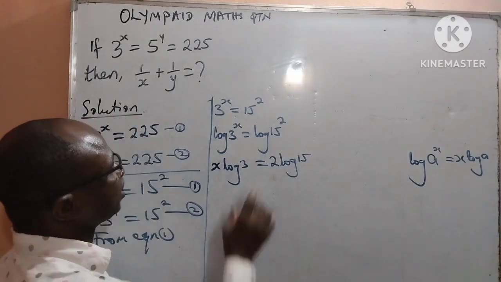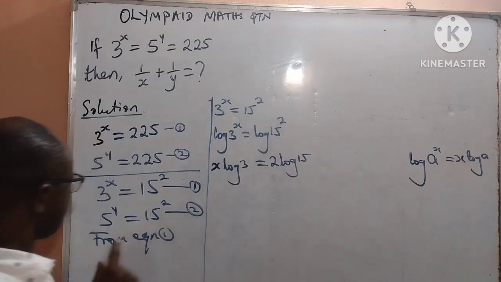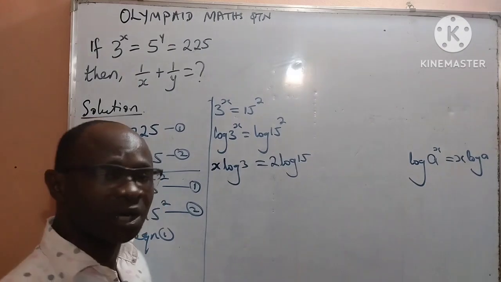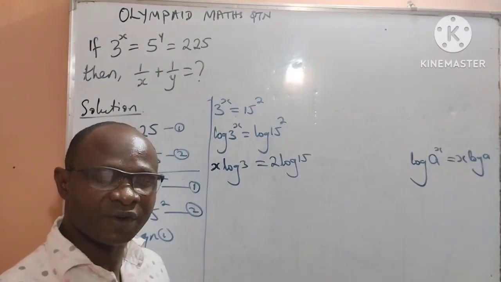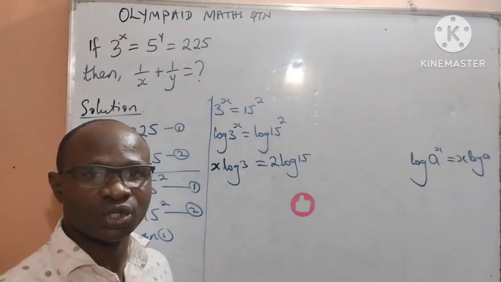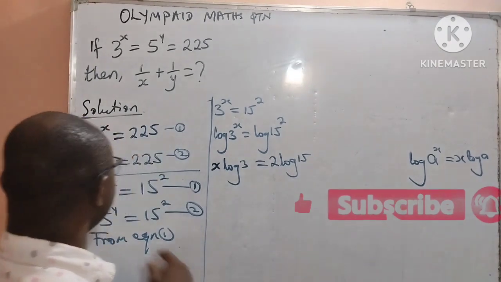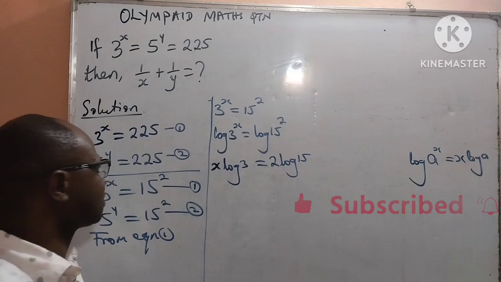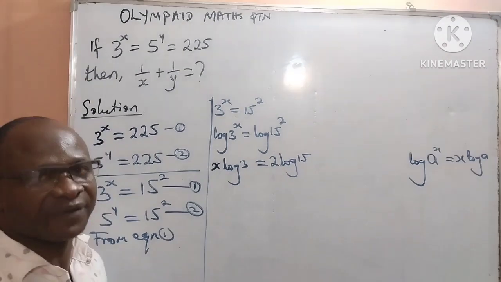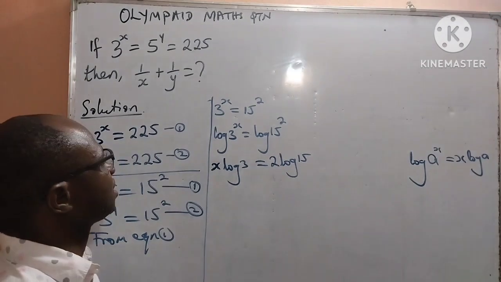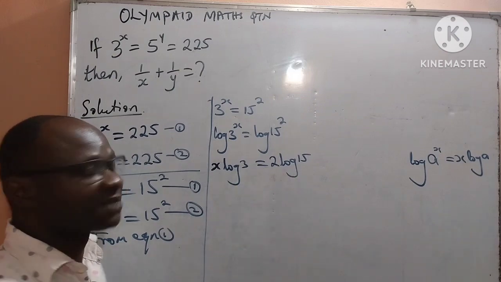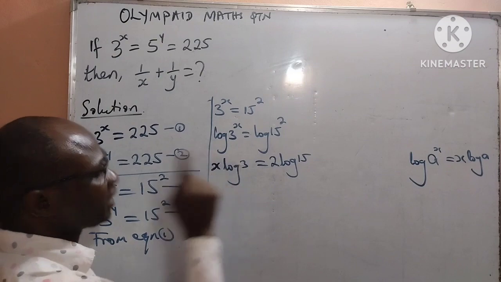Beautiful. Remember, we are still in equation 1. So we are evaluating equation 1 to get the value of x from equation 1. Then we go into equation 2 to get the value of y, because that is where y appeared, whereas in equation 1, that is where we have x. Maths is life. Here, permit me to divide both sides by the logarithm of 3.